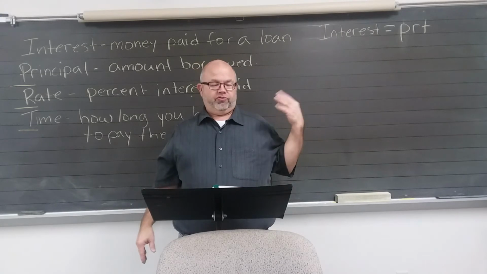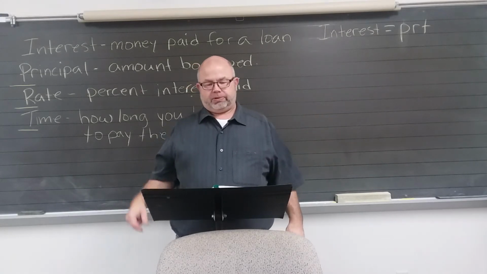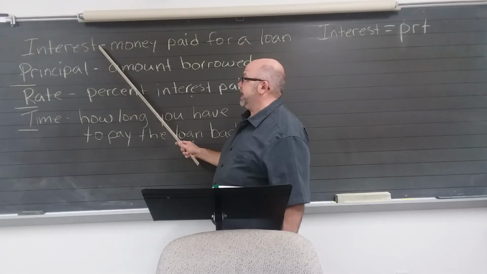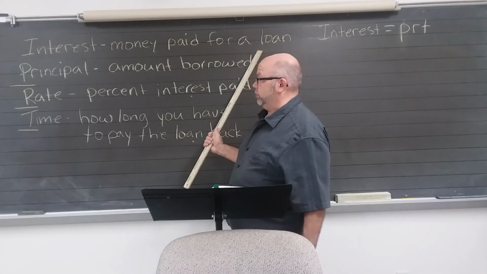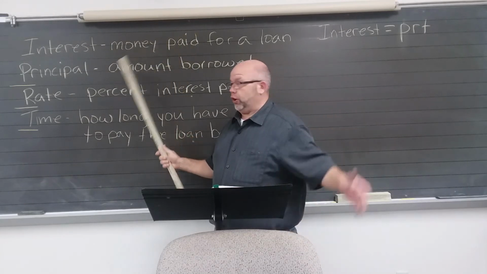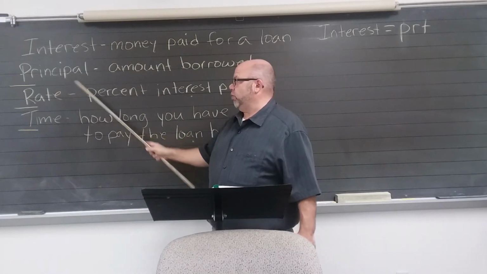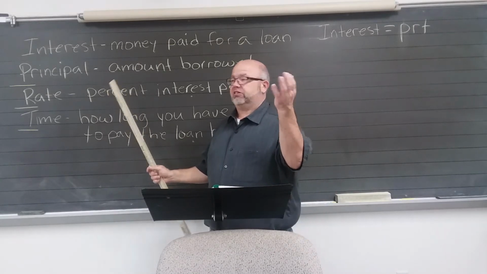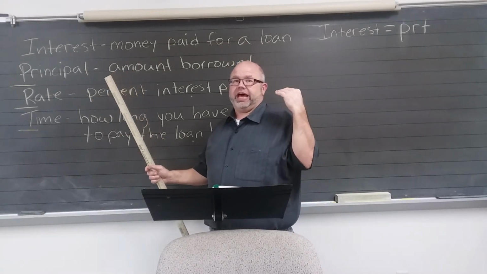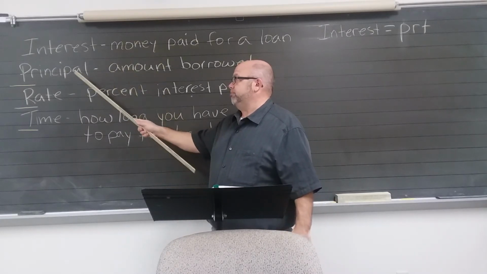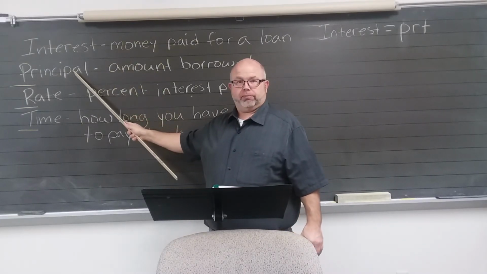You borrow $50,000, there's going to be an interest rate. Interest is the amount paid, money paid for a loan. Money paid for money borrowed. The rate is what percent your interest is. So there's going to be a certain percent of the loan that you need to pay as interest, and the principal is the actual amount borrowed.